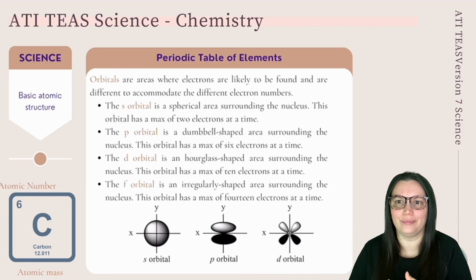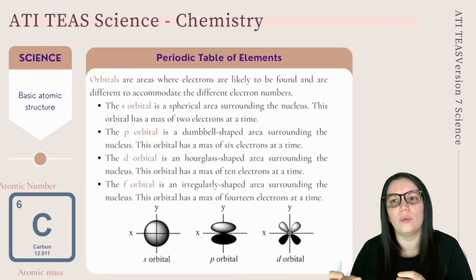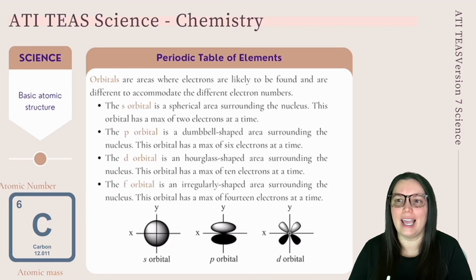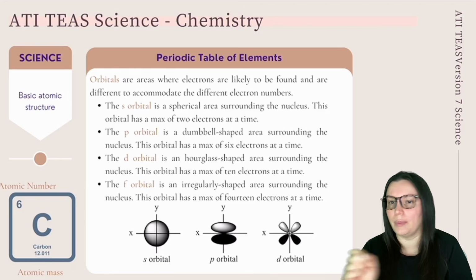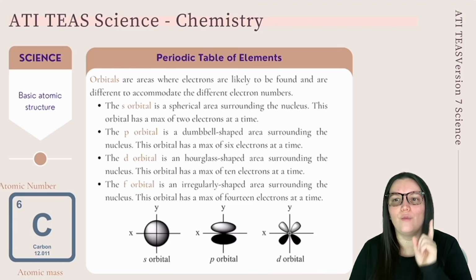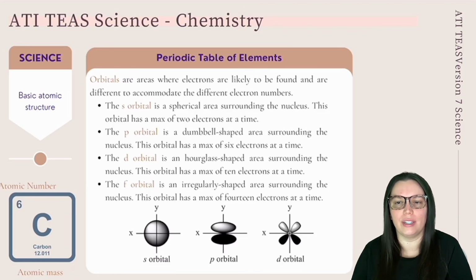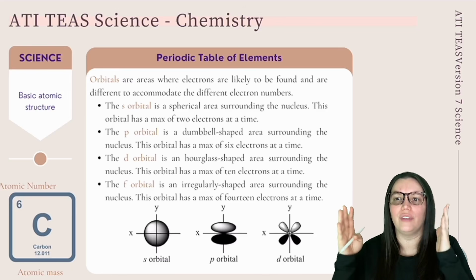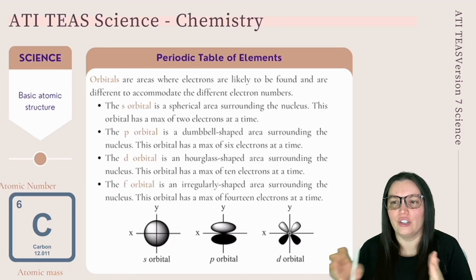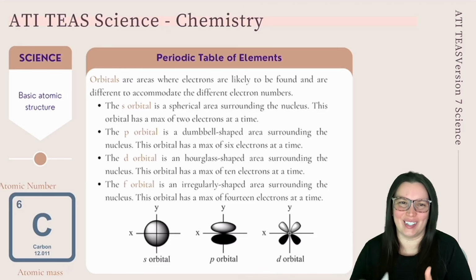The number of orbitals an element has is the same as the period number it has on the periodic table. So for the first period, remember periods are our rows, they have 1 orbital. The second period has 2 orbitals, and so on. The orbitals are filled in order of increasing energy. So the s orbital is always filled first, then the p, and so on.